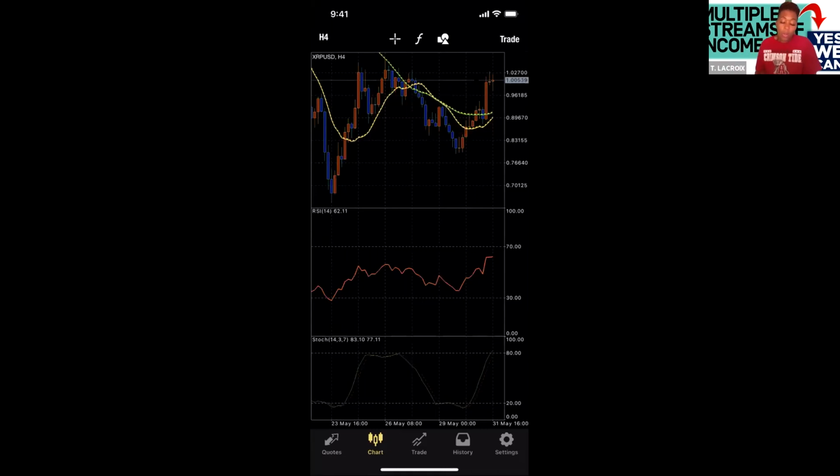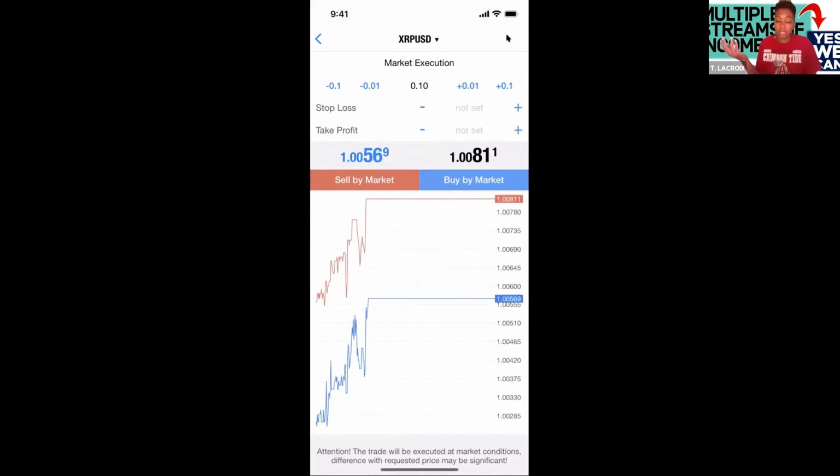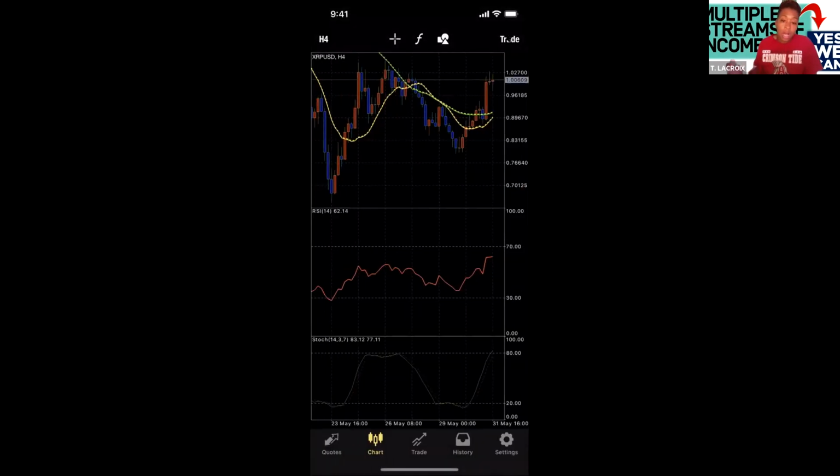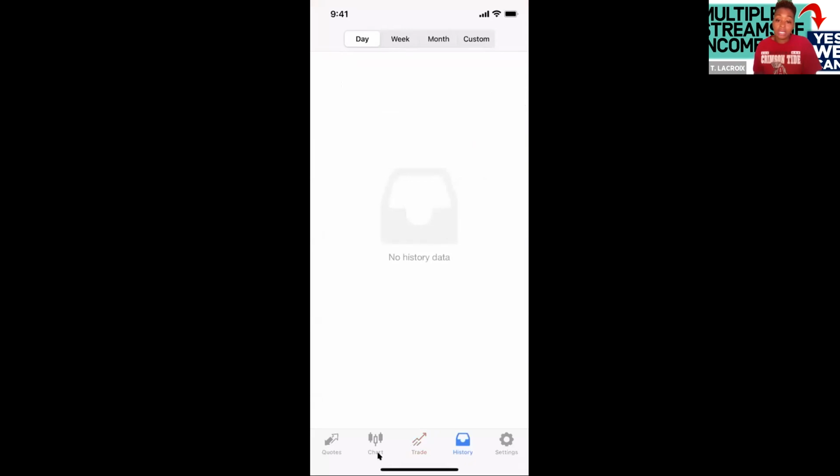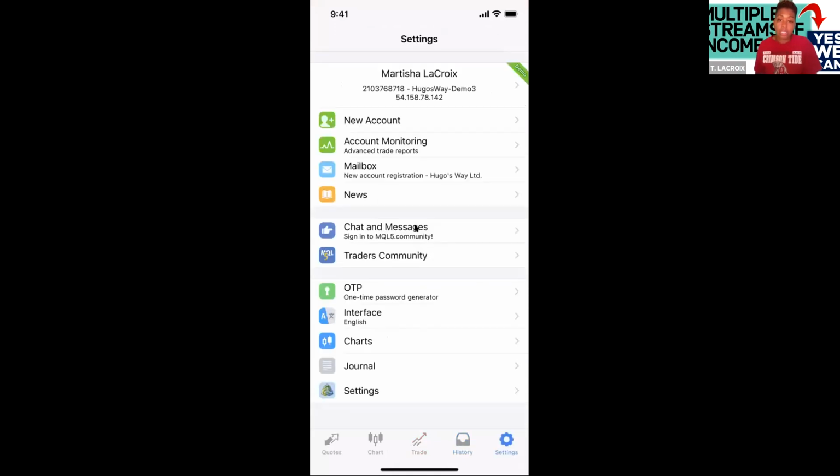When I'm ready to trade it, I just hit trade and it takes me to the trade screen. Also at the bottom, I can hit the trade button, boom, and it takes me straight to my trade screen. My history tells me the trades that I closed or opened in the past. I can customize everything. And of course, the settings take me back to where I can change my accounts.